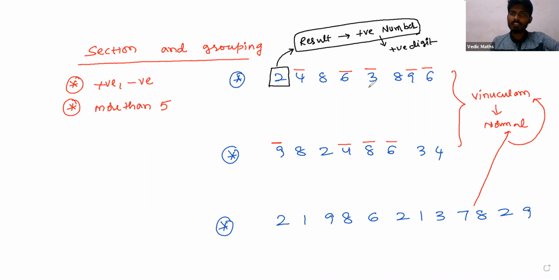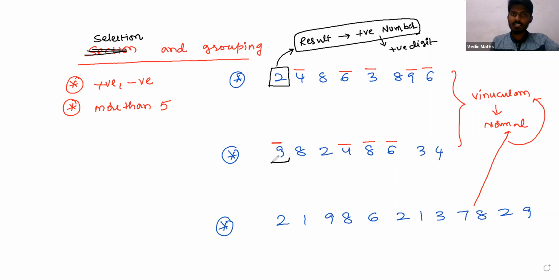But you can see in this example, some digits are negative. So for that reason, we have to remove those negative digits by selection. Let me write, this is a selection, not section. Selection.